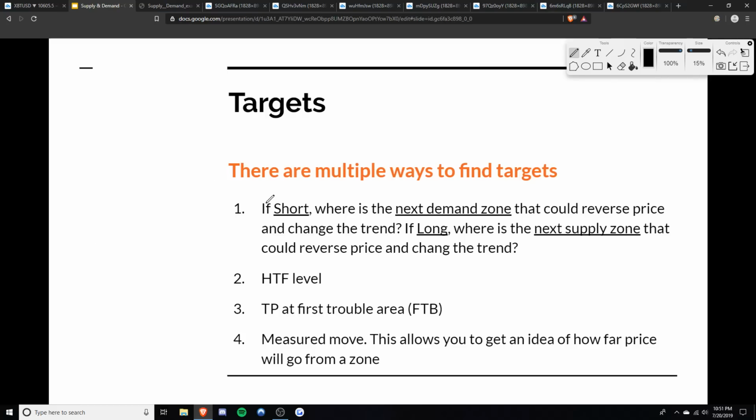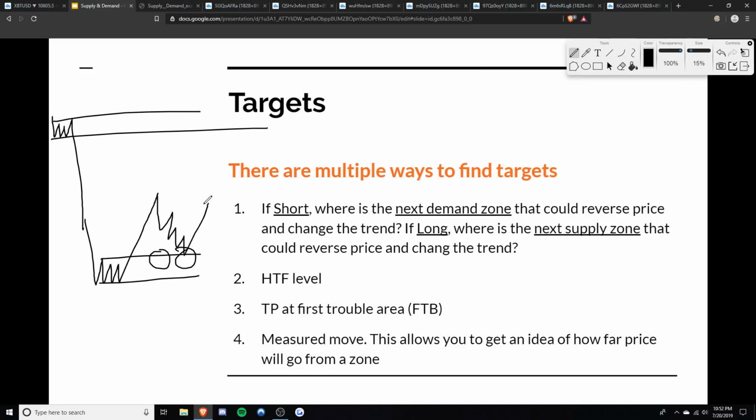So the opposite is true if you're long. If you're long, where is the next supply zone that could reverse price and change the trend? So you have a drop, a base. That's terrible. A drop, a base, a rally. Here's your demand zone. You get in right here on the retest. Say it's compression. You get filled right here. Price goes higher. Maybe this is the origin of that move. This is a supply zone. This is the next supply zone that could reverse price and change the temporary trend.